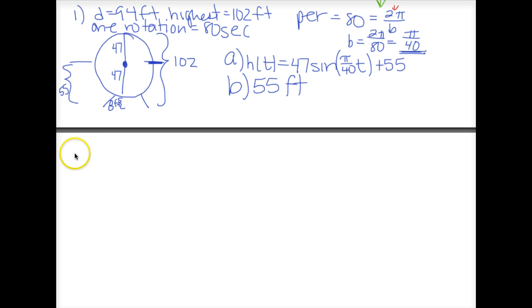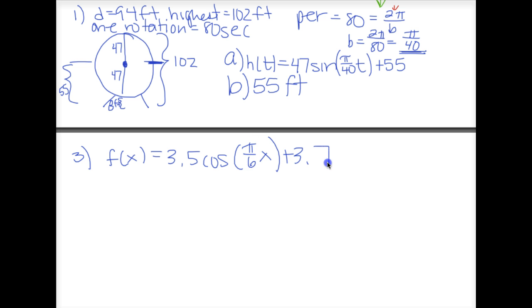All right, last one, number 3, I assigned A and B. It says that this function, f of x equals 3.5 cosine of pi over 6x plus 3.7, models the height in feet of the tide at a specific location x hours after high tide. So here we're using a cosine curve. Tides are also obviously a periodic phenomenon, so we're using a cosine curve to describe it.